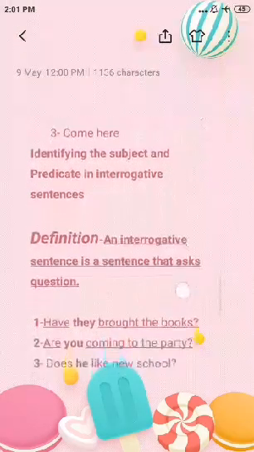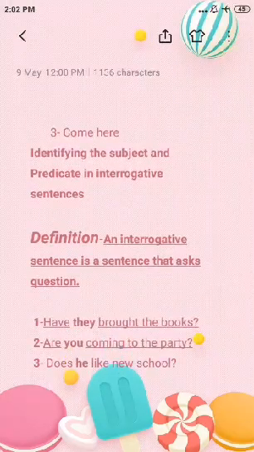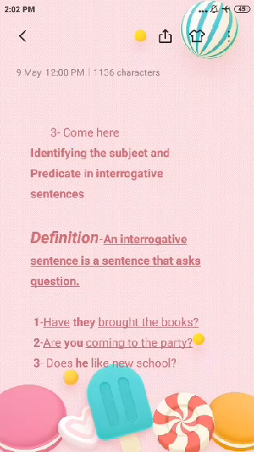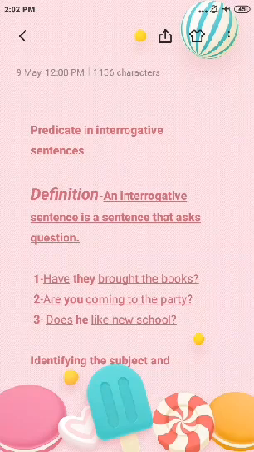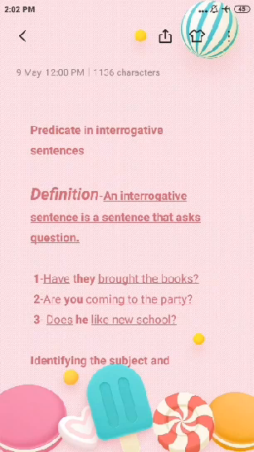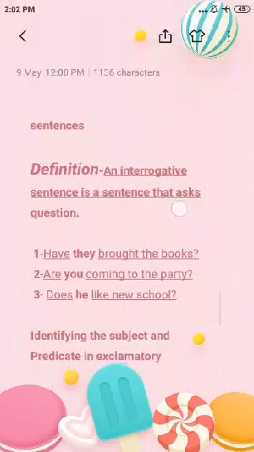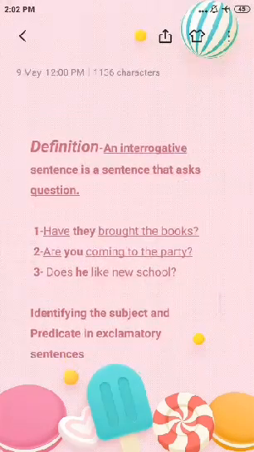Now let's identify subject and predicate in interrogative sentences. An interrogative sentence is a sentence that asks a question. First example, have they brought the books? So who is doing the action in this sentence? The word they. Who brought the books? They. That means they is the subject here and the rest part which is underlined, that is the predicate here.